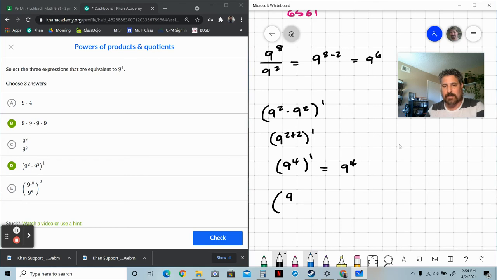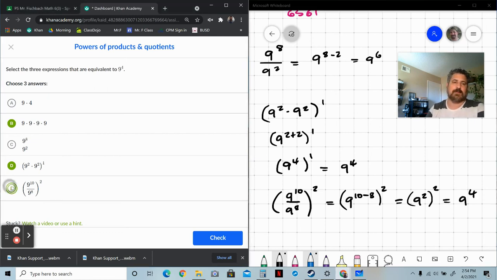And then this last one down here, you're going to have 9 to the 10th divided by 9 to the 8th in parentheses, and all that's being raised to the second power. Well, when you have 9 to the 10th divided by 9 to the 8th, that's the same as 9 to the 10 minus 8. Remember, when we divide two powers that have the same base, you subtract the exponents. And that's going to be raised to the second power. So that's going to be the same as 9 to the second, I should say, raised to the second power. When you raise a power to a power, you multiply the exponents. So that's going to be 9 to the 2 times 2, which is 9 to the fourth. Well, is that the same? Yeah, it's fine. So we can see all three of those are the same as 9 to the fourth.